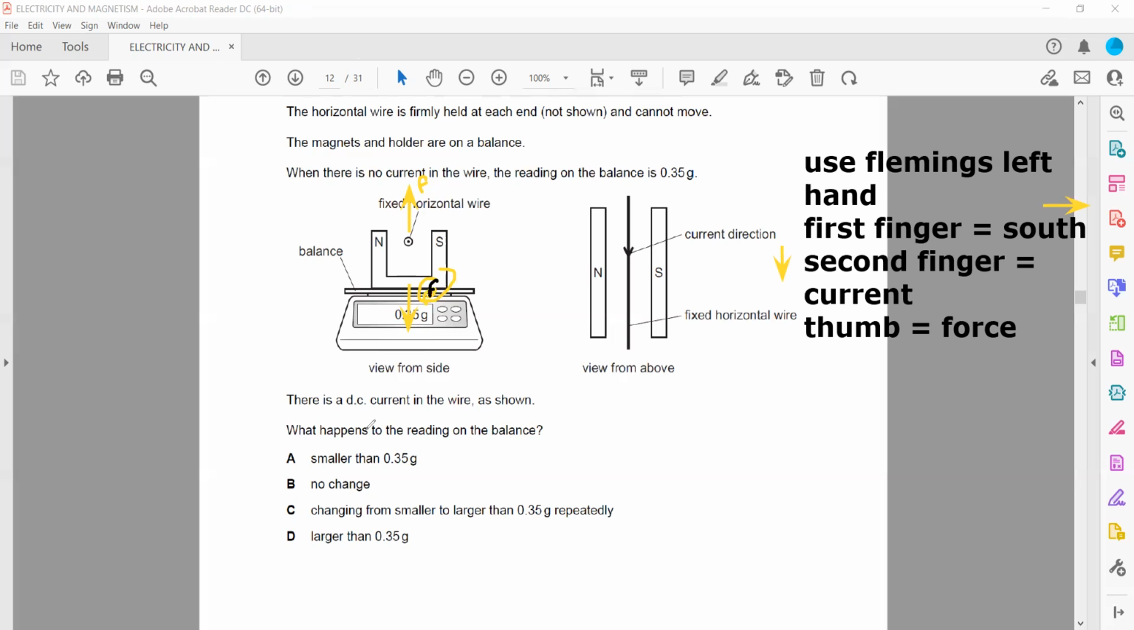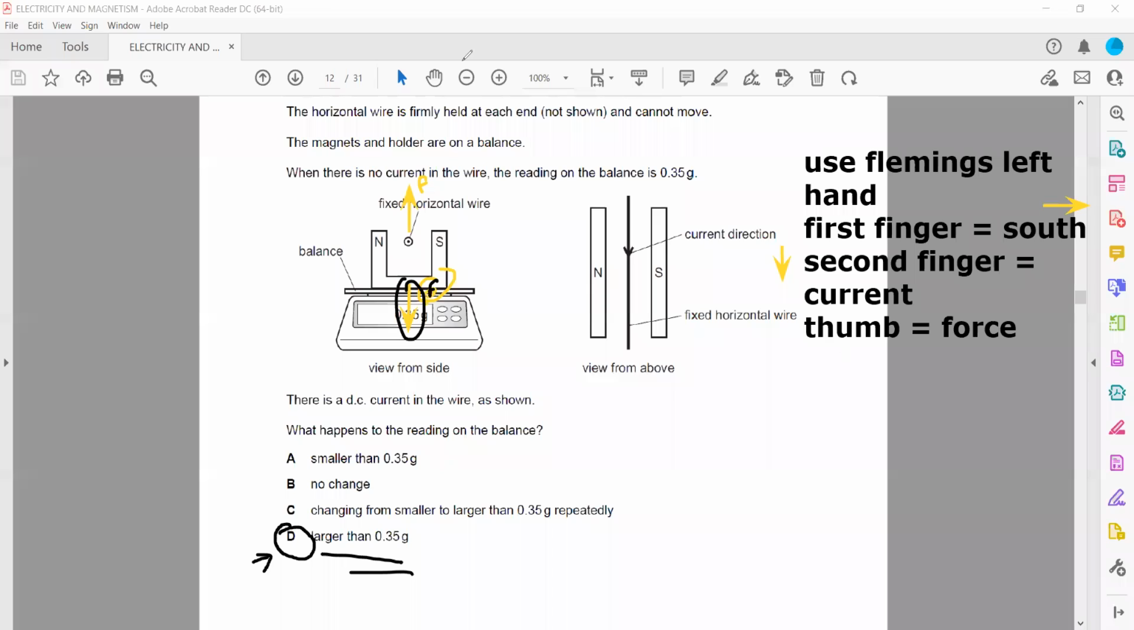Whenever there is another downward force, the reading on the balance will increase. Some mass is already there, and now when there is a current in the wire, it produces a magnetic field which interacts with the magnetic field of the permanent magnet. If the wire is experiencing an upward force, the magnet will experience a downward force, because in opposite directions they either attract or repel each other. If the wire is pushed away, the magnet will also be pushed away. That's why the magnet will push downward if the wire is pushed up. So there is an extra downward force, and the reading on the balance will increase.